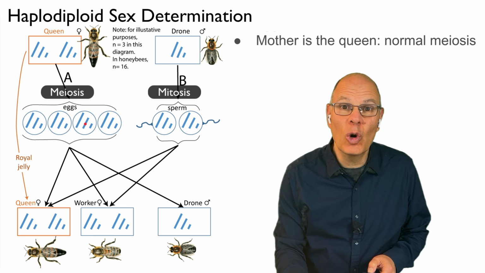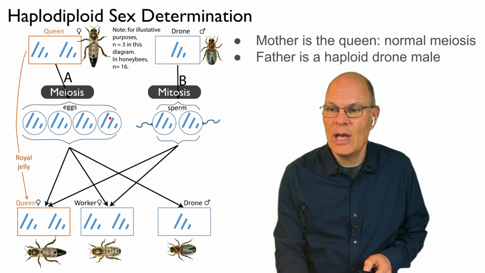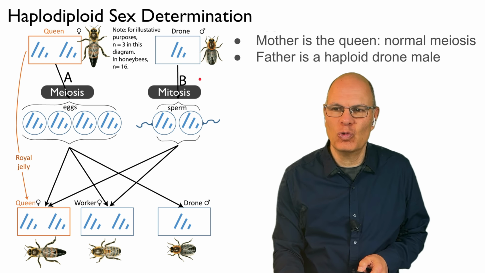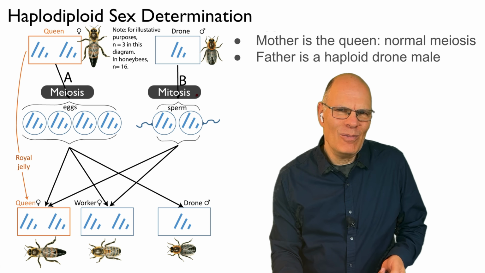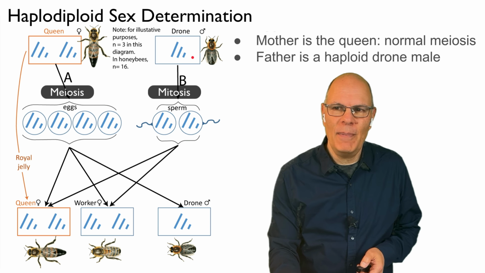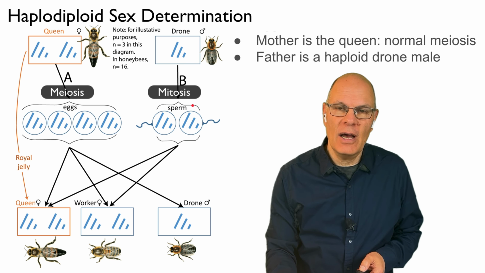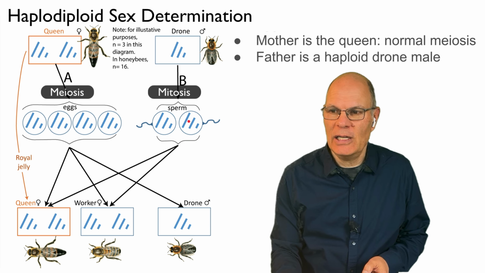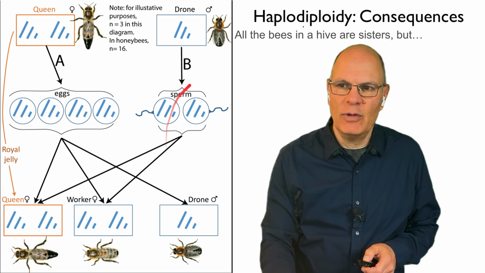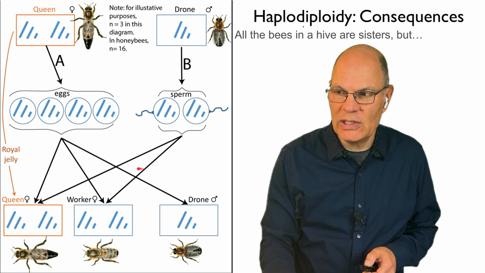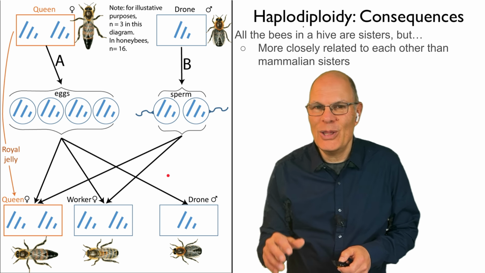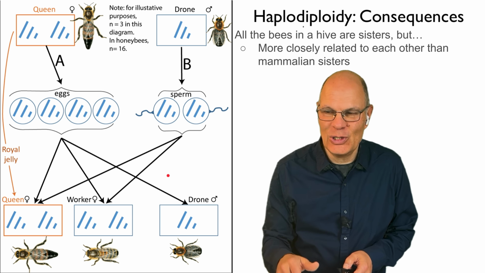She undergoes normal meiosis when she creates her eggs. But the father is a haploid male, also called a drone, and he can't really do meiosis because he's haploid, he's not diploid. So essentially he passes on 100% of his chromosomes in the sperm that he creates. The consequence is that all the bees in a hive, with the exception of the drones, all of the worker bees are sisters, but they're more closely related to one another than any two mammal sisters are.